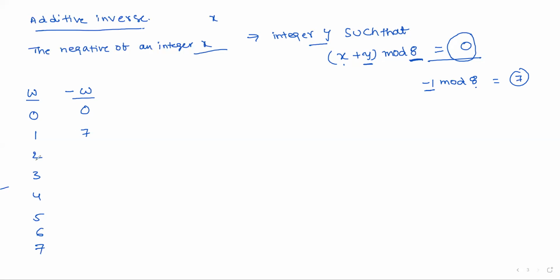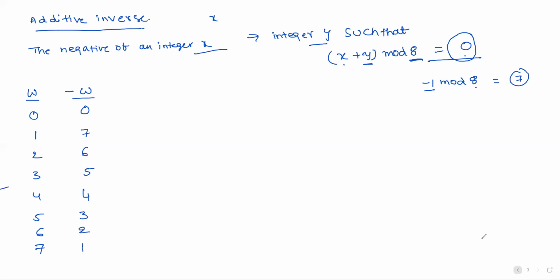Then 2. For 2, we add 6. For 3, we add 5. That is 3 plus 5, 8. 8 mod 8 is 0. You got the point? Simply, for a number, if you add it with another number and the remainder is 0, then that is called the additive inverse. 3, 2, 1. This is called the additive inverse.